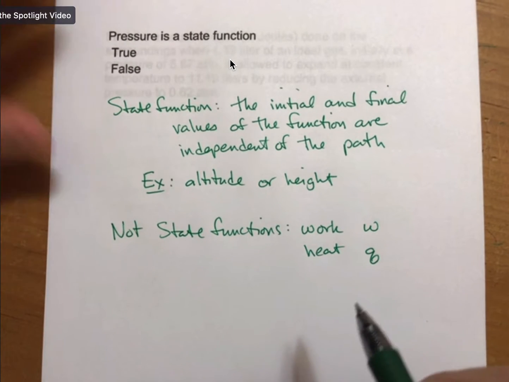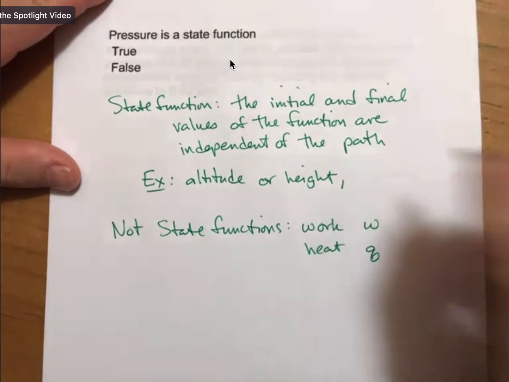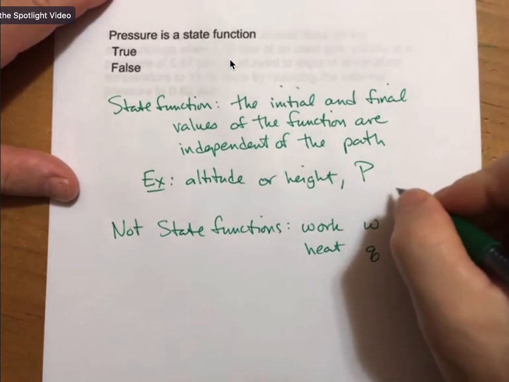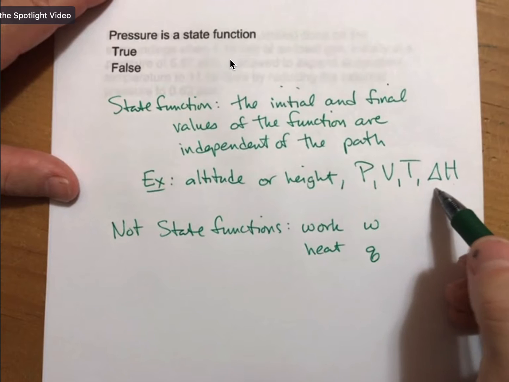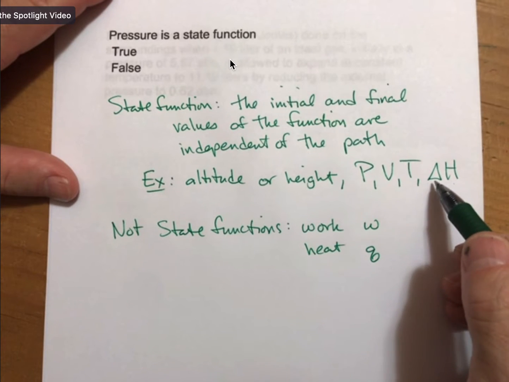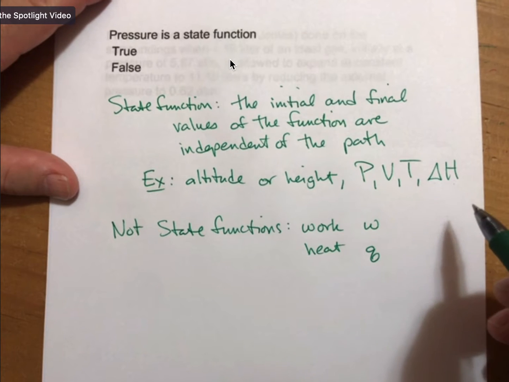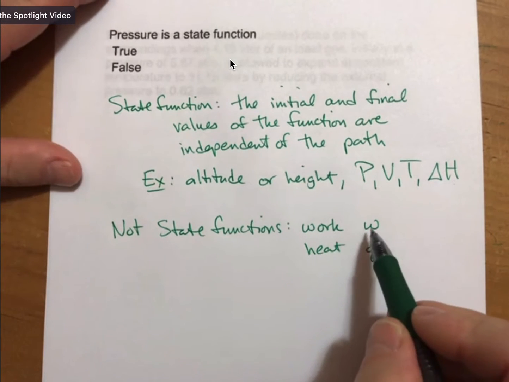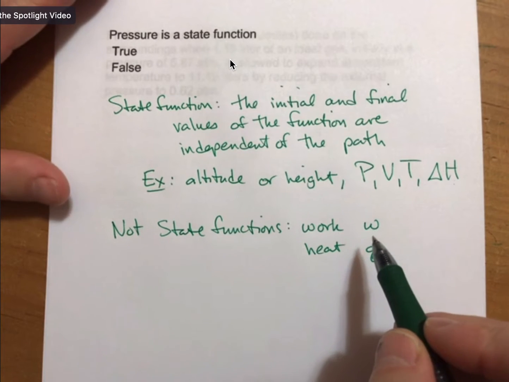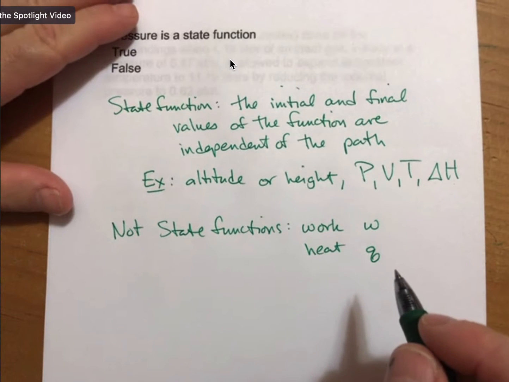Basically, everything else in chemistry is a state function. Just to list some of them: pressure, volume, temperature. What we're about to talk about is delta H, which is the change in enthalpy, also a state function. And so anything we deal with in chemistry on a regular basis is a state function. The one thing that's different is work, and we'll actually calculate work and we'll show that it is different. That's coming up in some of the problems.